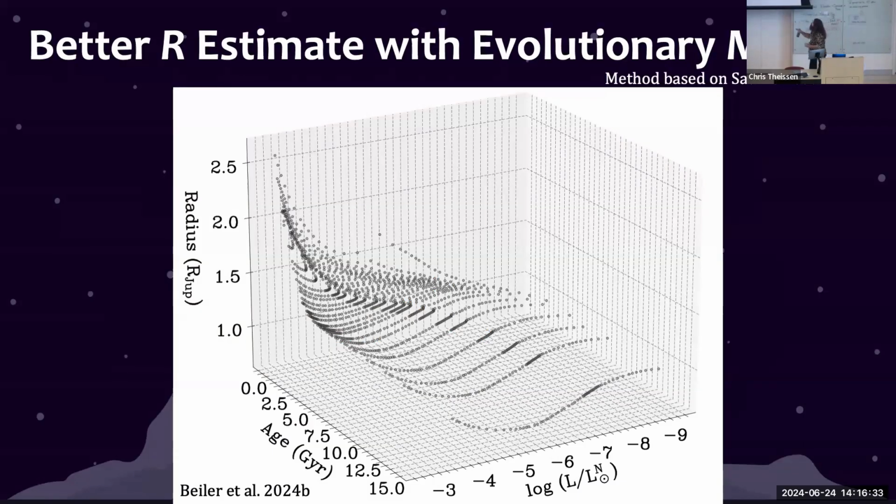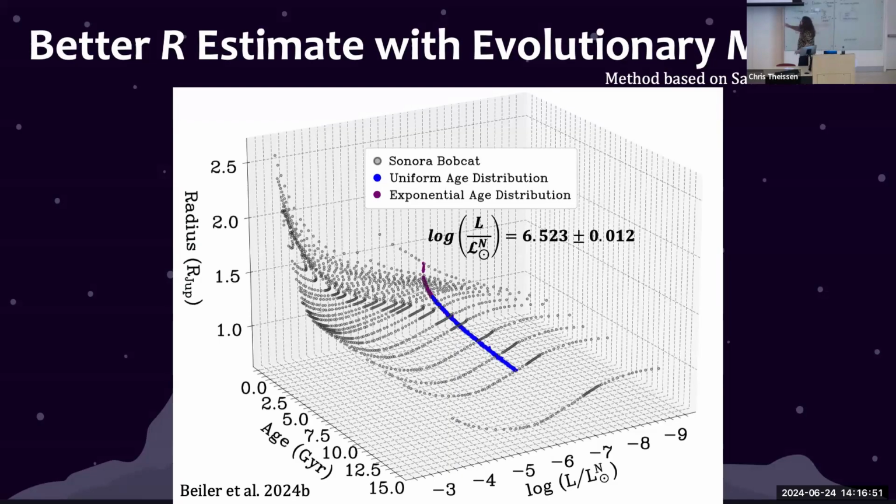So here is a grid from the Sonora Bobcat models with luminosity, age, and radius as our 3 parameters. We just measured our luminosity, so we know that distribution. And if we assume some age distribution, we can then draw a bunch of points and get a radius distribution. And so we show that here with 2 different age distributions. In blue, we have a uniform age distribution from 1 to 10 gigayears. And we make this assumption because all of our objects are field objects, so they don't have a known age. They don't have an age associated with them.